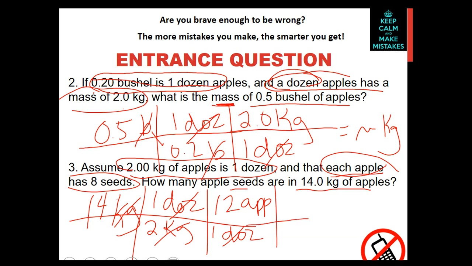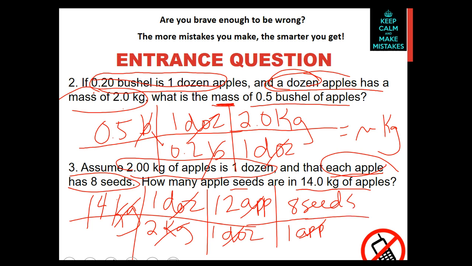Okay. Now I can put in this conversion factor right here. For every 1 apple, it has 8 seeds. 1 apple, that cancels. It has 8 seeds. Again, I'm really sorry about this writing.